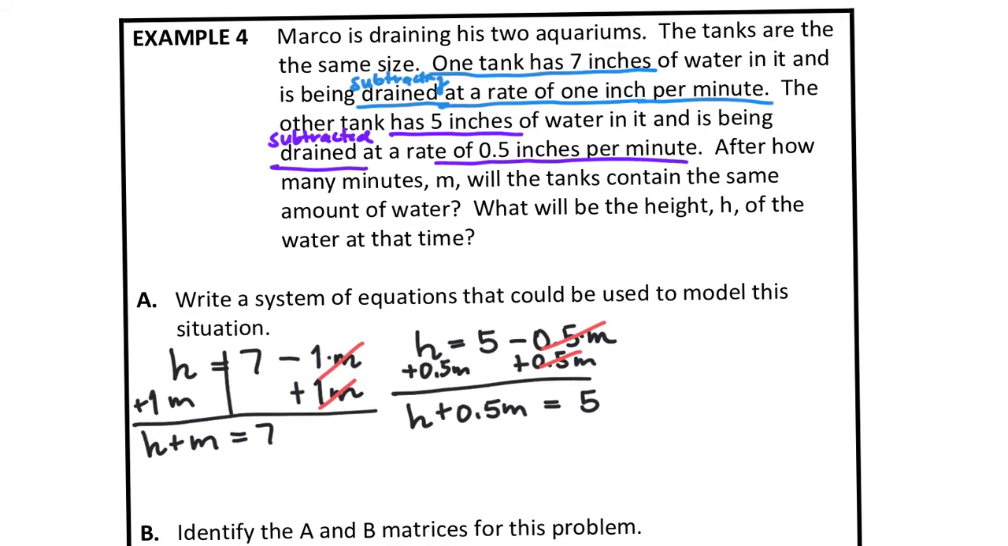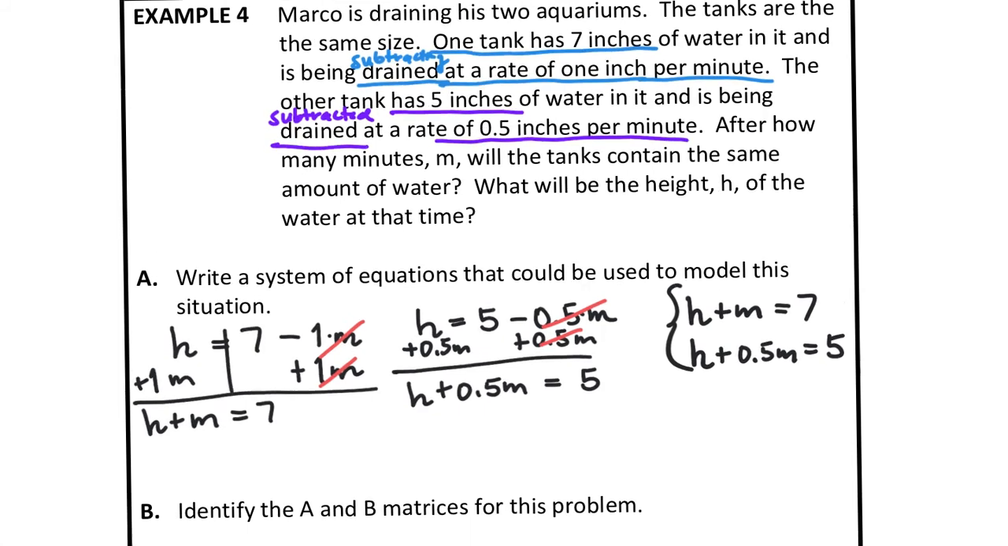All right. So my 2 equations are going to be H plus M equals 7 and H plus 0.5 M equals 5. These are my 2 equations.